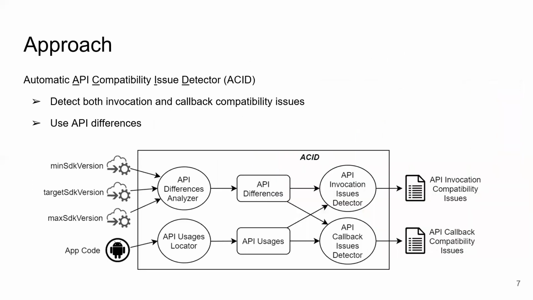Based on this motivation, we proposed an automatic API compatibility issue detector, which we named ACID. It detects both types of API compatibility issues. Our insight is to leverage API differences to identify suspicious API methods and apply static analysis to locate the usages of these API methods in the app for compatibility issue detection.